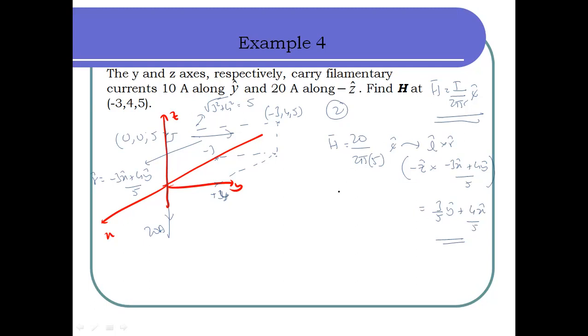Substituting this into phi, we get the H field due to the second filament current to be 20 over 50 pi, times the vector 3 in the y direction plus 4 in the x direction, in ampere per meter. That should be the H field produced by filament number 2. The total H field produced by both filament currents is just the summation of these values. Hopefully you understand the solution for example 4.